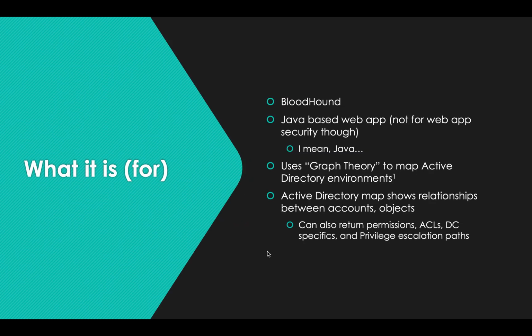So, what it is and what it's for. BloodHound is a tool that can run on a network, and in my experience, and anything I've ever read about it, it is most valuable in an Active Directory environment, especially. It's a Java-based web app that runs through a web interface. It sits on top of Node.js, so you have to have some prerequisite installs. Though it's a web app, it's not for web app security. It runs on Java, so if it were web app security, they probably wouldn't use Java.